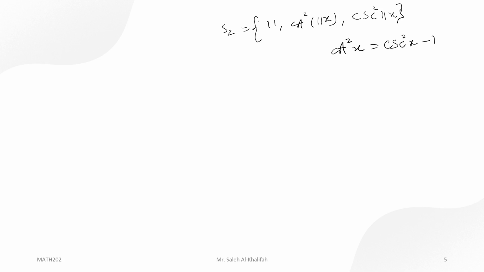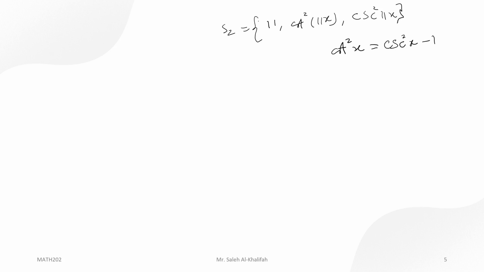Let's say we have S2 as 11 cotan square of 11x, cosecant square of 11x. طيب نذكر الفورمولا هذه: cotan square of x is nothing but cosecant square of x minus 1، هذا طلعناها من sine square plus cosine square يساوي 1.